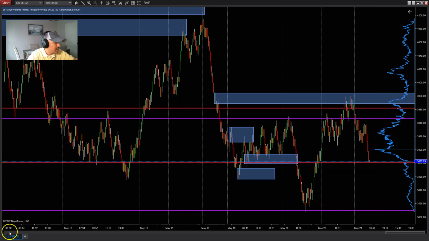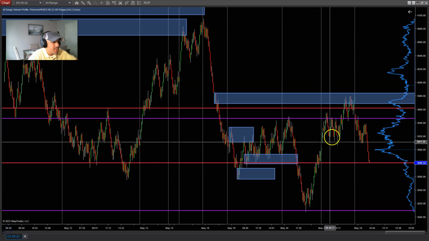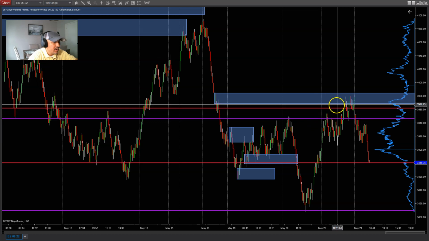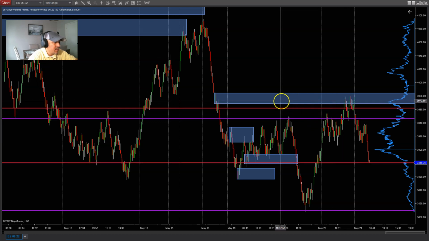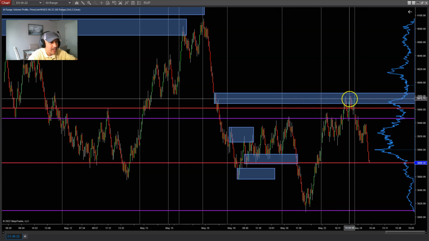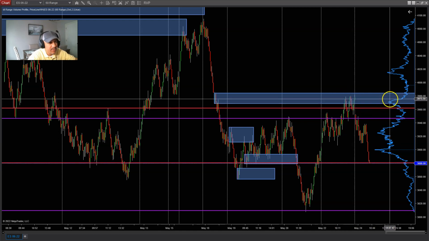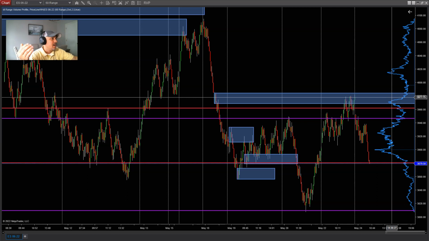So let's see. All right, so yesterday price pushed up and tapped into some areas for sure. Right here at 11 something, we were hitting against this area of supply. We have a high volume area right here. Price pushed above it. What do I always say?